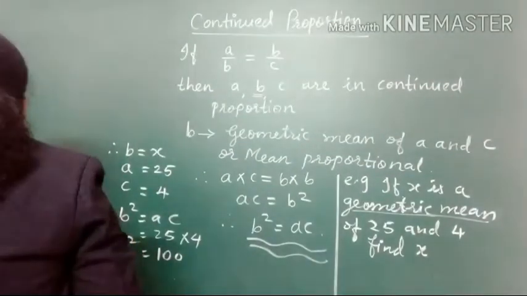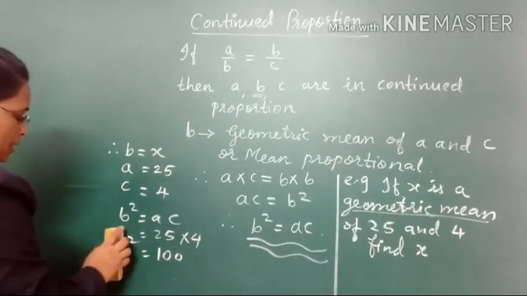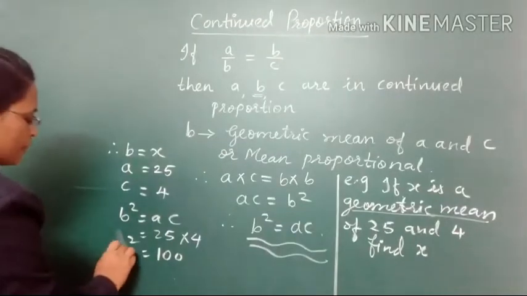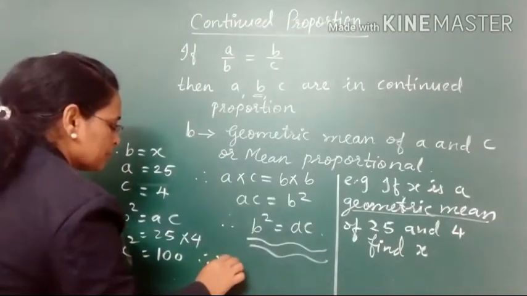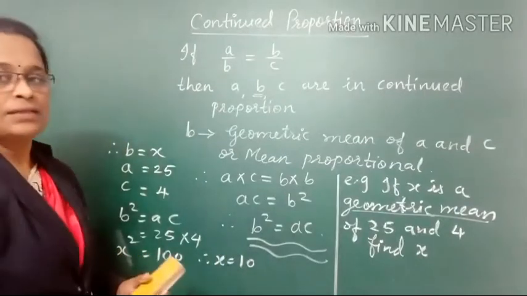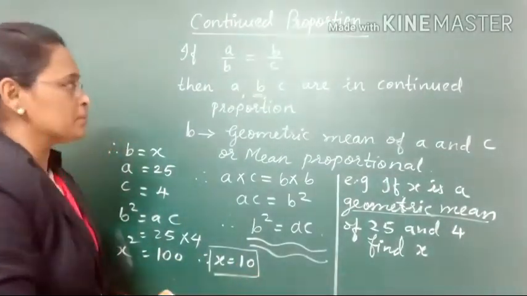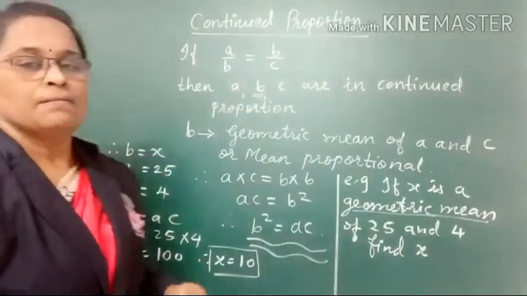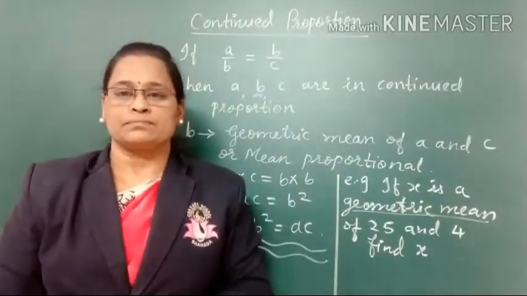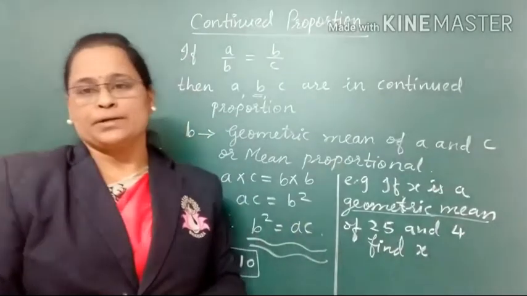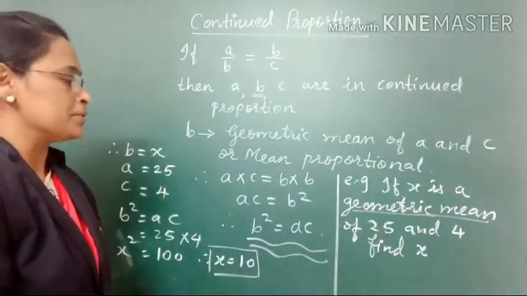So we will write here that B square means X square. So what is X equal to? 10. X is equal to 10. So that way, if the two other proportionals are given, we can find the mean proportional. Let's see some different examples depending on this continued proportion.